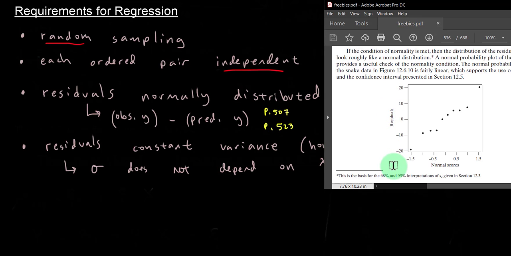This next image I want to highlight on page 523 of our textbook shows what these residuals look like if they are normally distributed, right? With that QQ plot, we would see an approximate straight line. So this is if the normality condition is met, then you would see the residuals look roughly like a normal distribution.